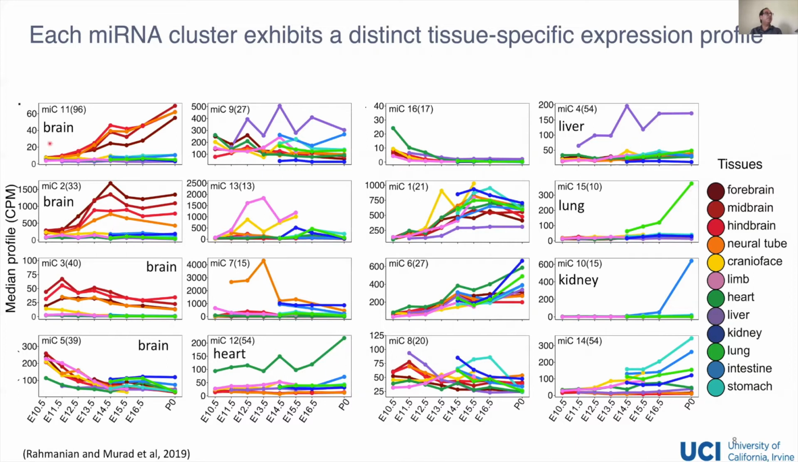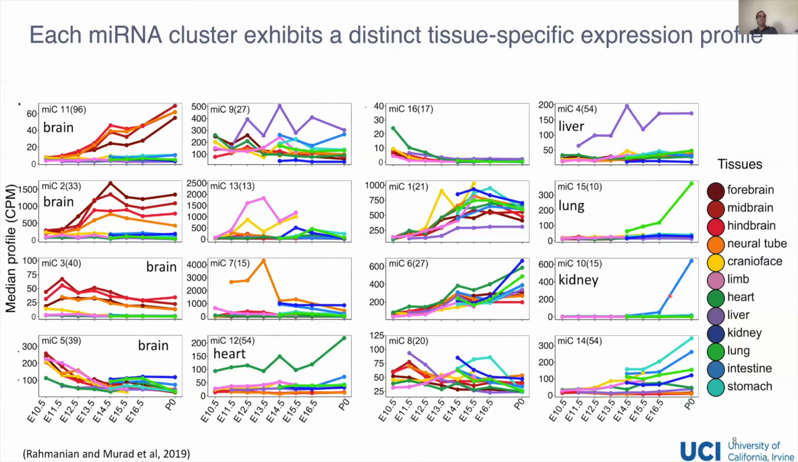So for example, microRNA cluster 11 are brain microRNAs that are increasing across time, whereas, for example, microRNA cluster 5 are microRNAs that start out high that are going further down. We can not only find brain microRNA clusters, but we can recover clusters specific for the heart, the liver, the lung, and the kidney, and so on.